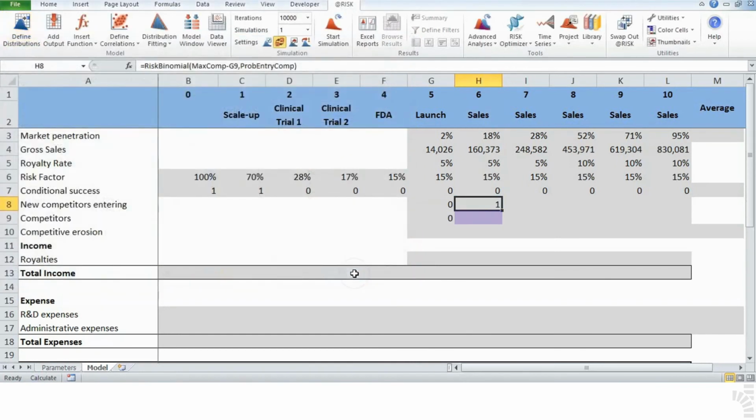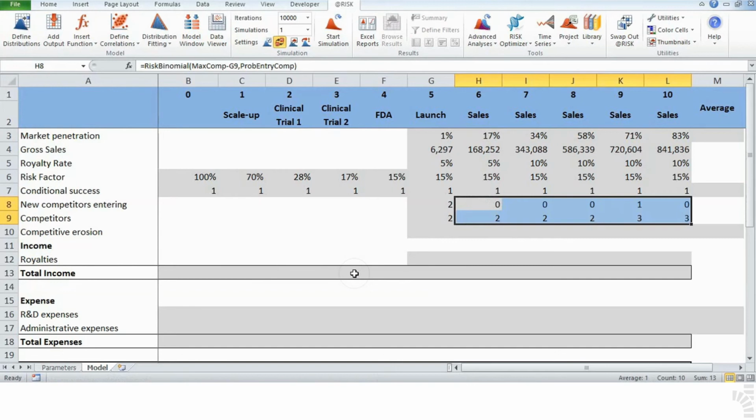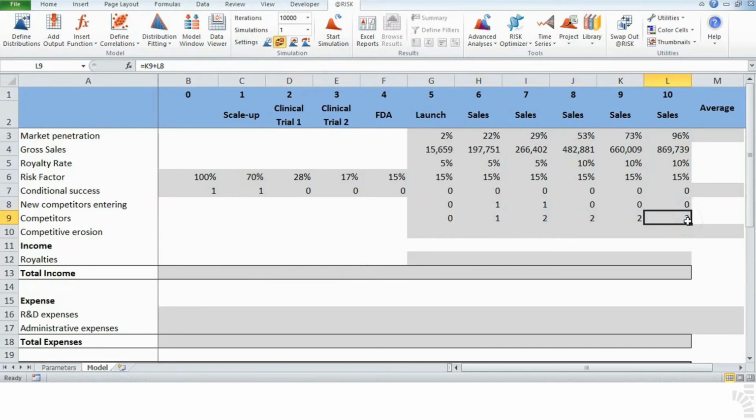51. On cell H9 write the following formula to accumulate previously entered competitors: equals G9 plus H8. 52. Copy cells H8:H9 and paste it to the remaining range I8:L9. Now, by turning on the dice icon, verify that cell L9 never becomes larger than 3, the maximum number of competitors that will enter the market.